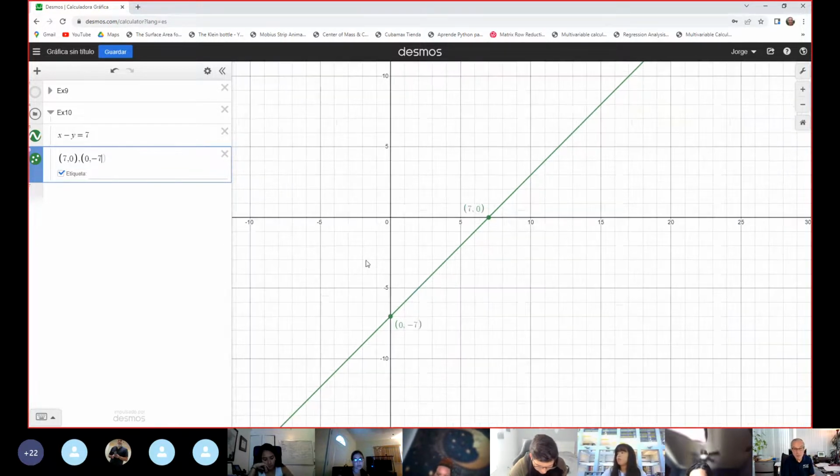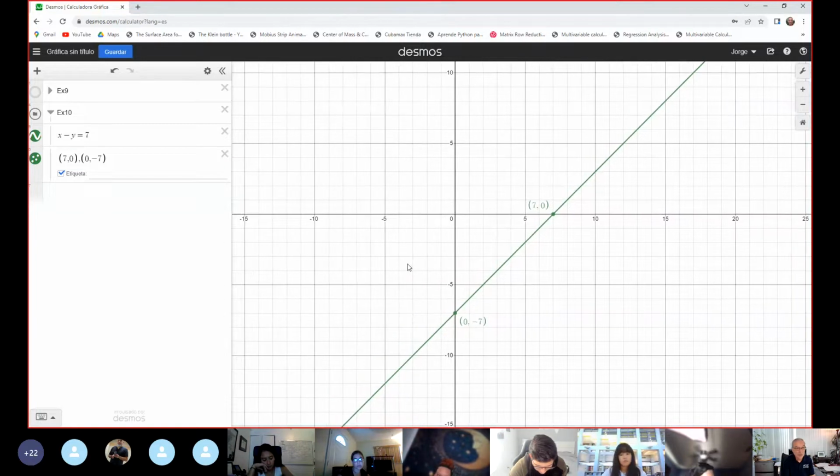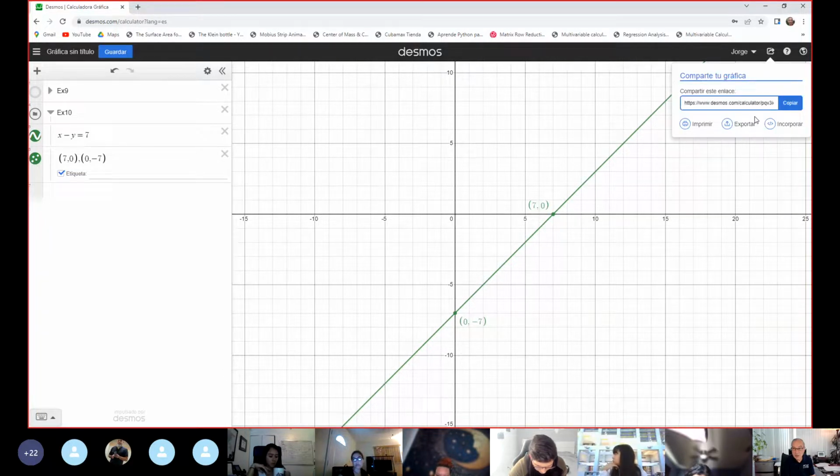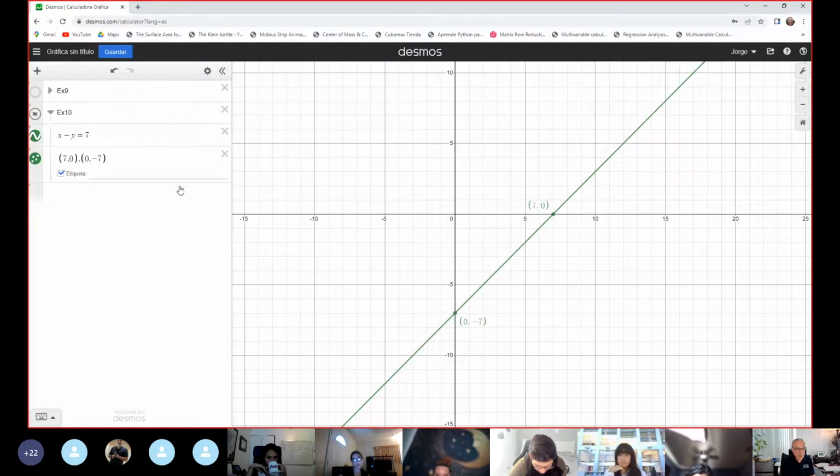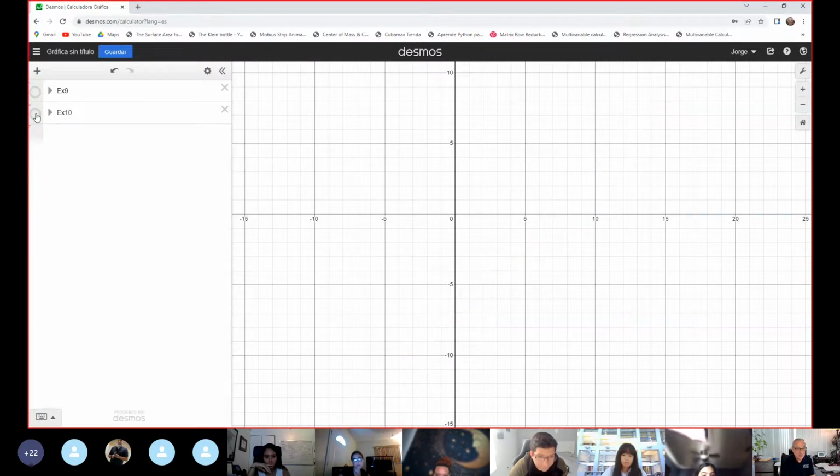You have my beautiful, elegant graphic. Okay, you want to convert it to PDF, you click here, export, fantastic, the best. Now, if you want, condensing this, and put enable, we move on to the next problem.